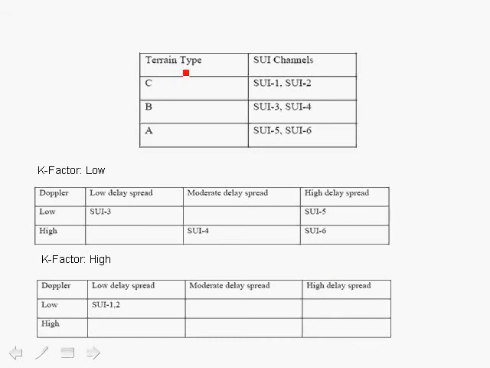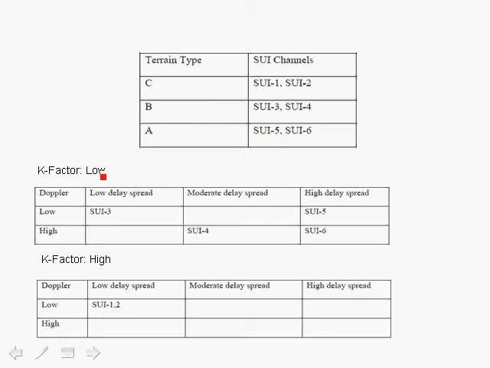Again, the Stanford University interim model defines three types of terrains, A, B, and C, as we discussed before. Recall that type A was hilly with a lot of foliage, type B was either flat with heavy trees or a hilly terrain with less trees or less foliage, and type C was flat terrain with minimum foliage or trees. Here we define 6 SUI models, and they're grouped according to the terrain types as shown in this table here.